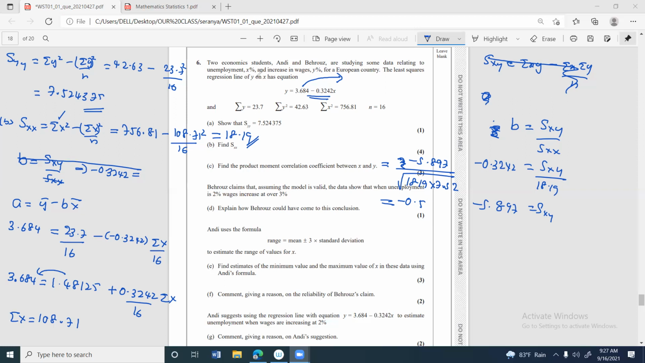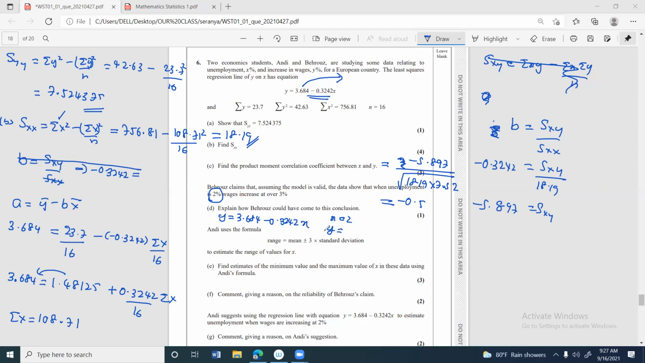Then over here, but it is percentages now. So what is the regression line over here? The regression line is y equals 3.684 minus 0.3242x. Then we mention that if x is 2%, which means if you substitute x equals 2, what would be the y answer?